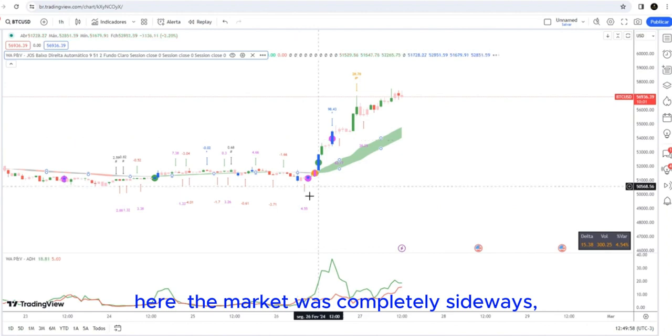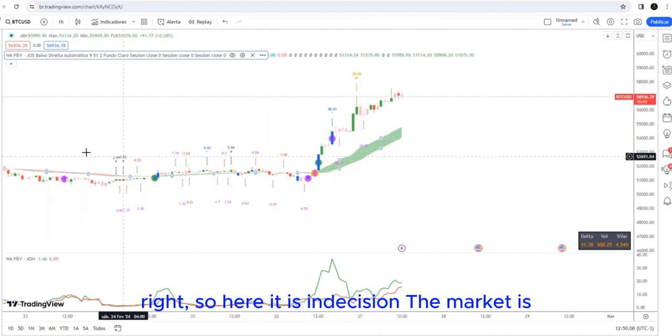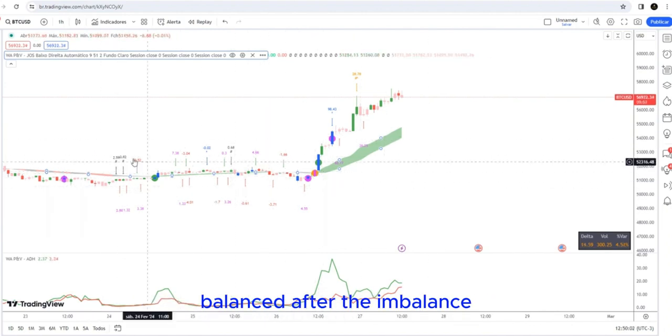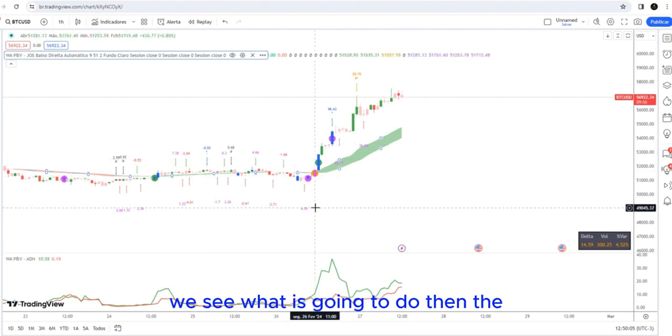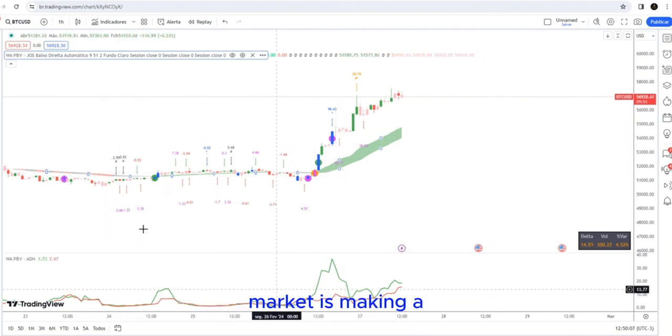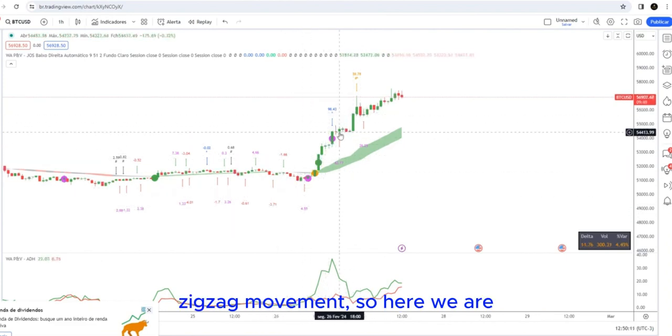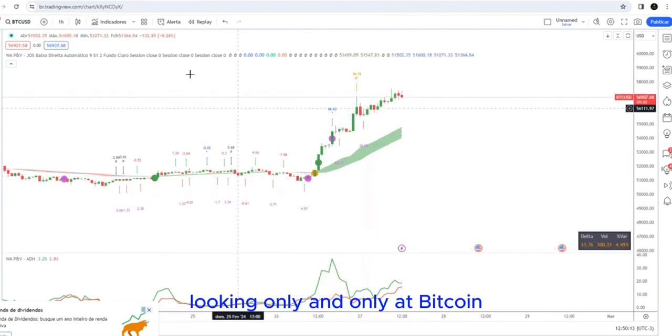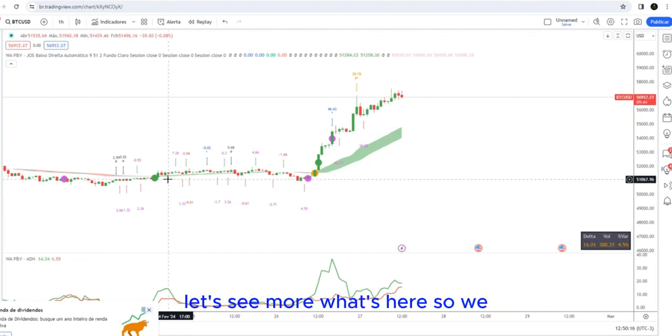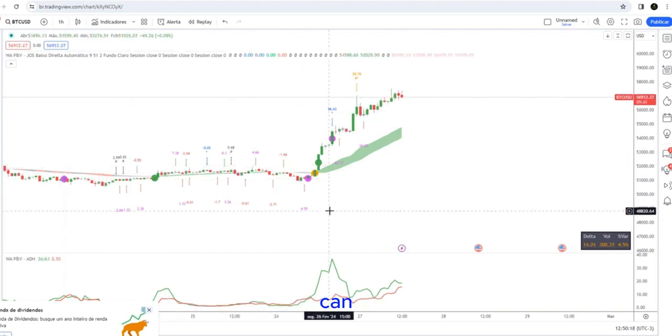Here the market was completely sideways, right? So here it is indecision. The market is balanced after the imbalance. We see what it is going to do then. The market is making a zigzag movement. So here we are looking only and only at Bitcoin. Let's see more of what's here.